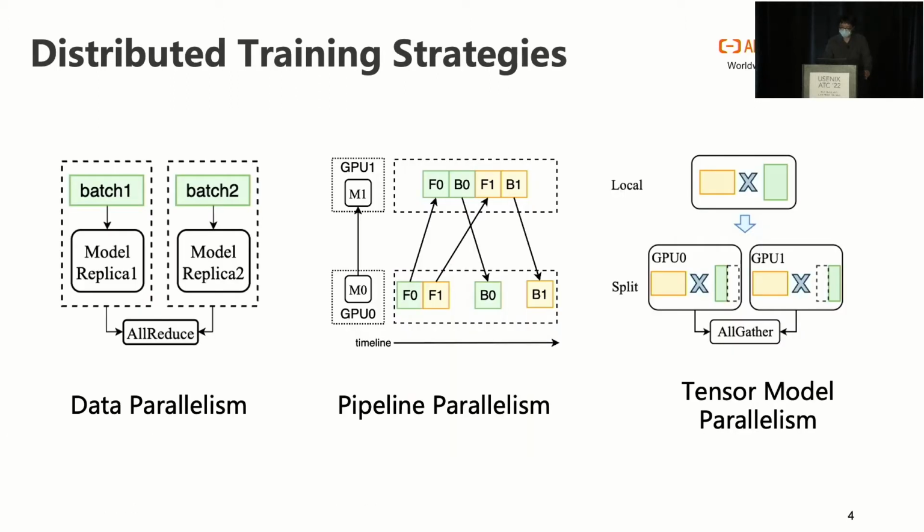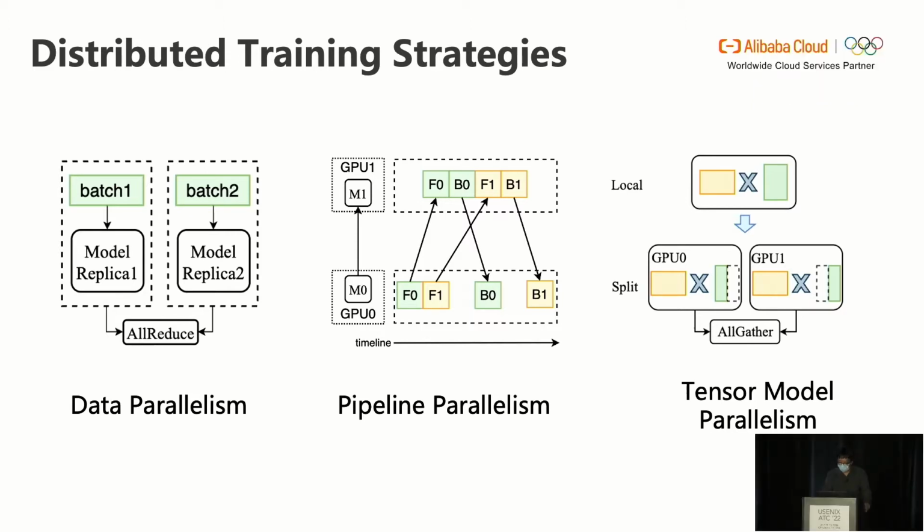So, besides data parallelism, several new parallel strategies for training deep learning workers have been proposed, including pipeline parallelism and tensor model parallelism. Pipeline parallelism splits the input mini batch into multiple micro batches and pipelines the execution of these micro batches across multiple GPUs. Tensor model parallelism splits the operators and the tensor internally over multiple GPUs.